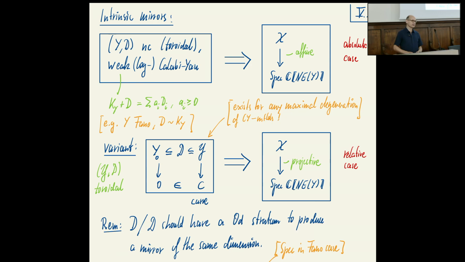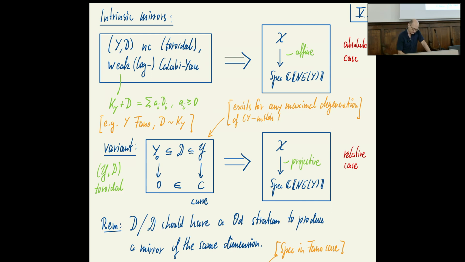The original case is for proper Calabi-Yau varieties, so complete, maybe smooth varieties with trivial canonical bundle. And then maybe you want some other conditions like b1 equals 0 or so. But then there is this other case, in which, for example, you have a Fano variety and an anti-canonical divisor.